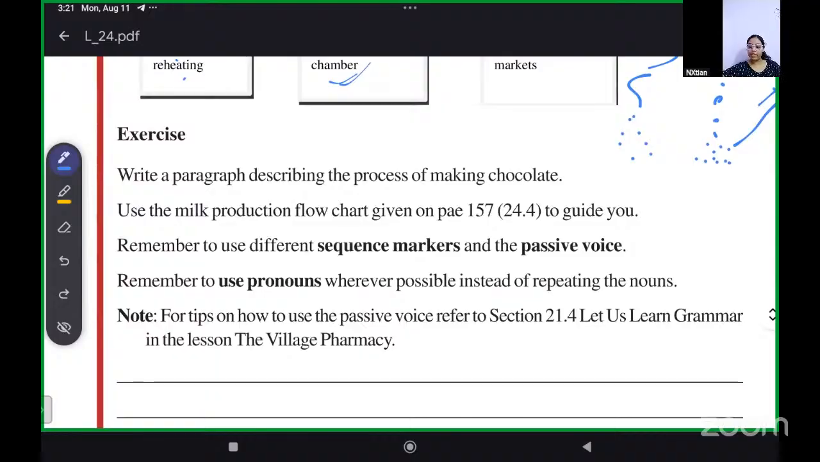Now write a paragraph describing the process of making chocolate. Use the milk production flowchart on page 157. Remember to use different sequence markers and passive voice. Remember to use pronouns whenever possible instead of repeating the nouns. So can you write a paragraph on chocolate making right now?